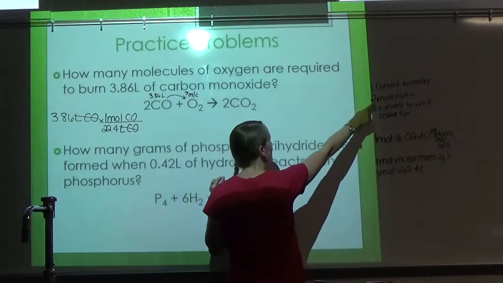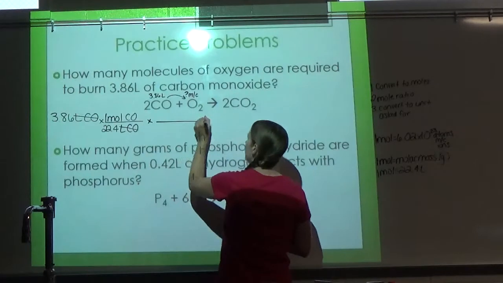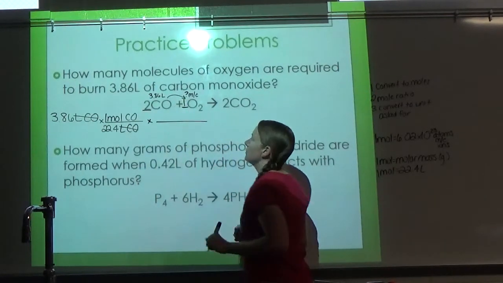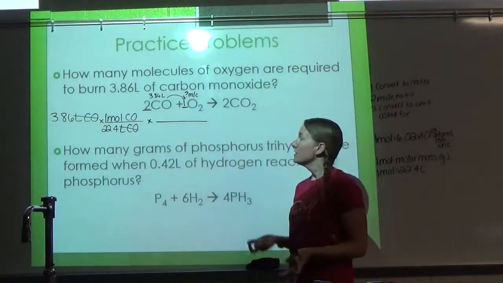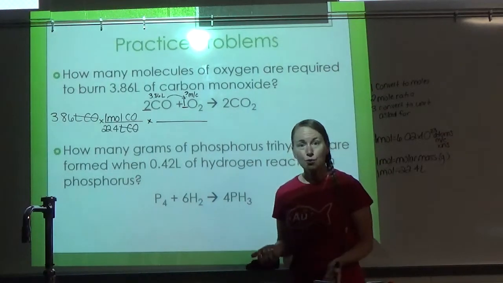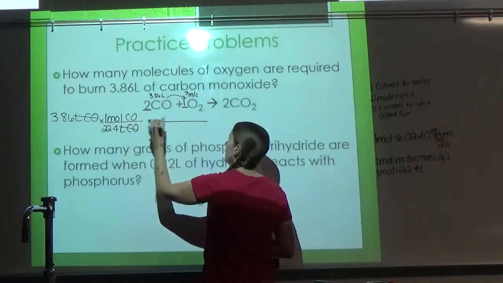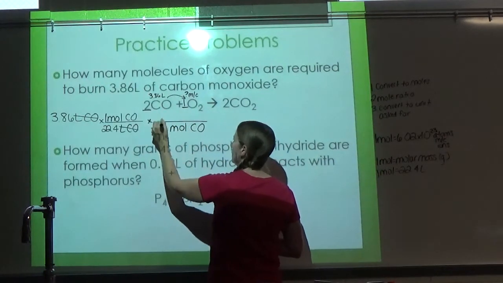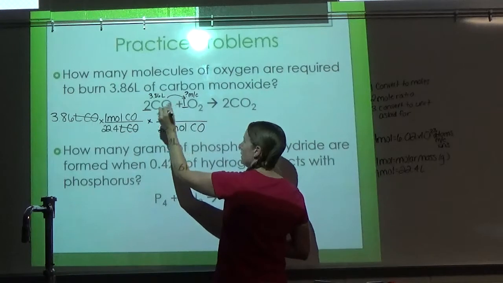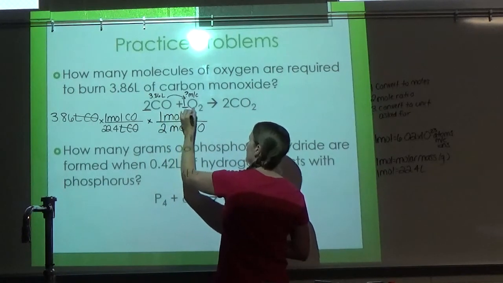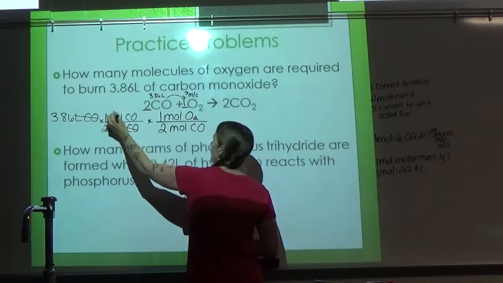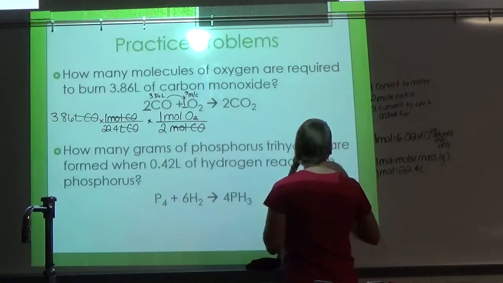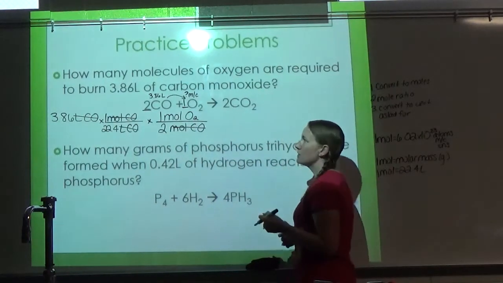All right, so step 2 is mole ratio. So if you look, 2 moles of carbon monoxide equals 1 mole of oxygen. So again, follow the golden rule. Moles of carbon monoxide have to go on bottom. So how many? 2. What does that equal? It equals 1 mole of oxygen. So moles of carbon monoxide cancel out. So now move on to step 3, convert to unit asked for.